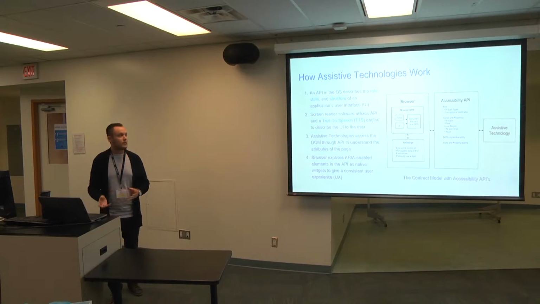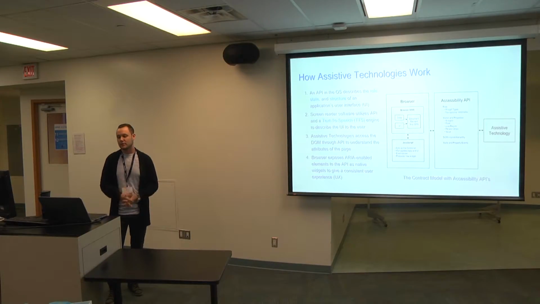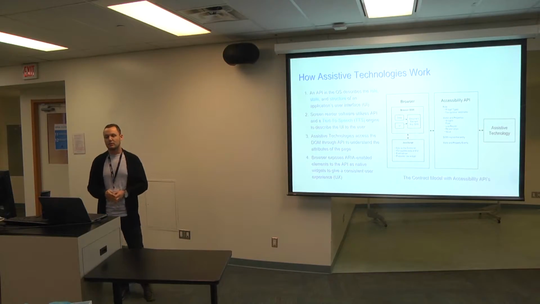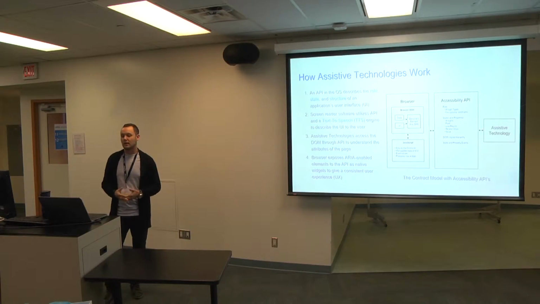So next I'm going to tell you how these assistive technologies kind of interact with each other. So first, an API in the operating system describes the role, state, and structure of the application's user interface. So in our example with the screen reader, software uses this API and also a text-to-speech engine to describe this user interface to the user.